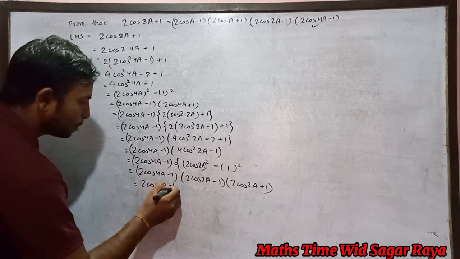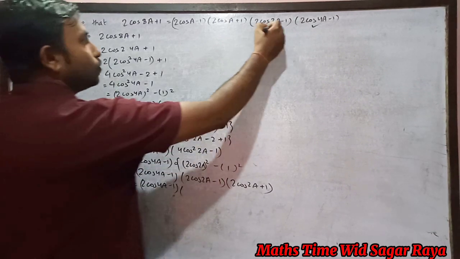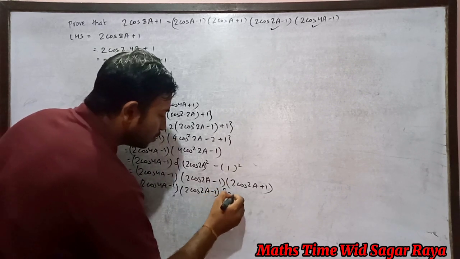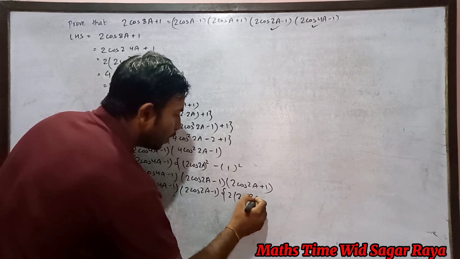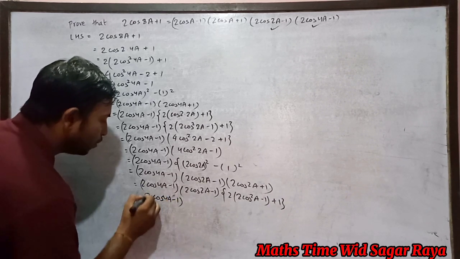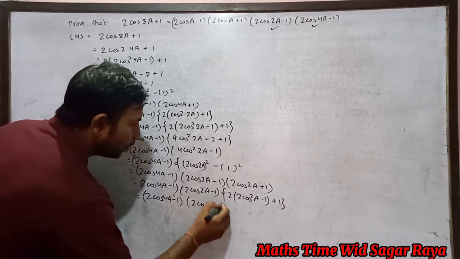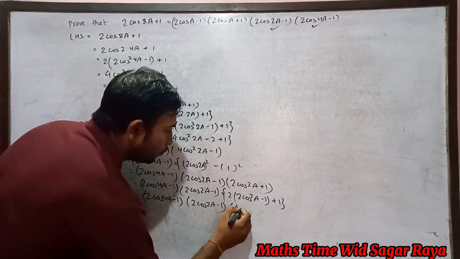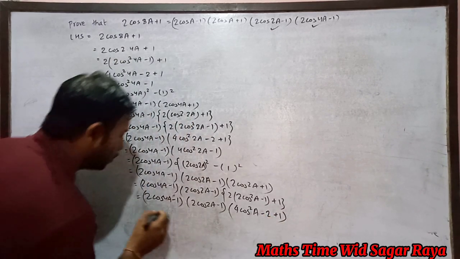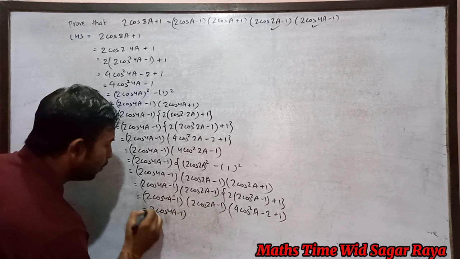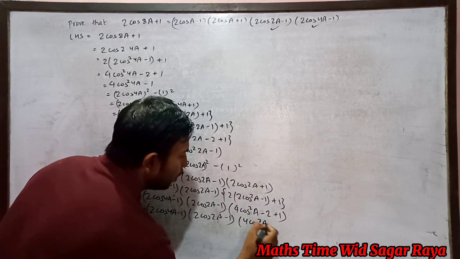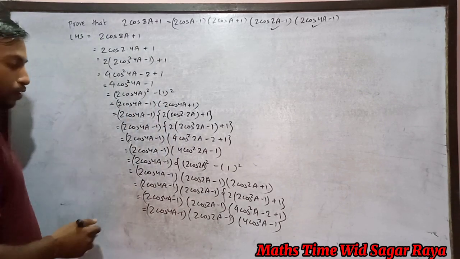Again, 2cos2A minus 1, we got this. Now again we have to break this one. Again let's break this 2cos2A plus 1. Now cos2A means 2cos²A minus 1. So 2cos4A minus 1, 2cos2A minus 1. Now 2 into 2 is 4cos²A minus 2 plus 1. So 2cos4A minus 1, 2cos2A minus 1. Here 4cos²A, minus 2 and plus 1 will be minus 1.